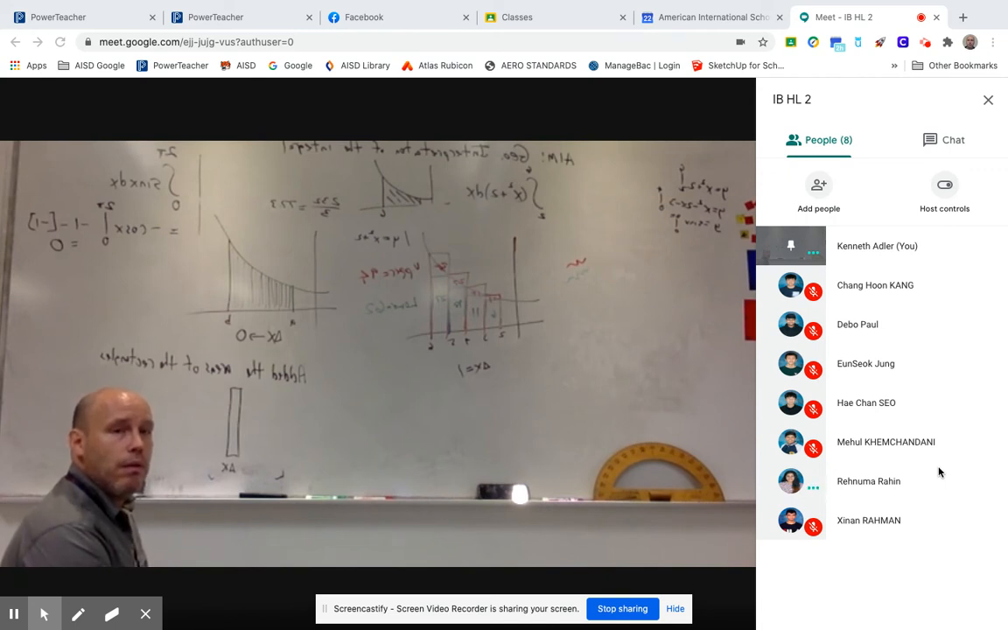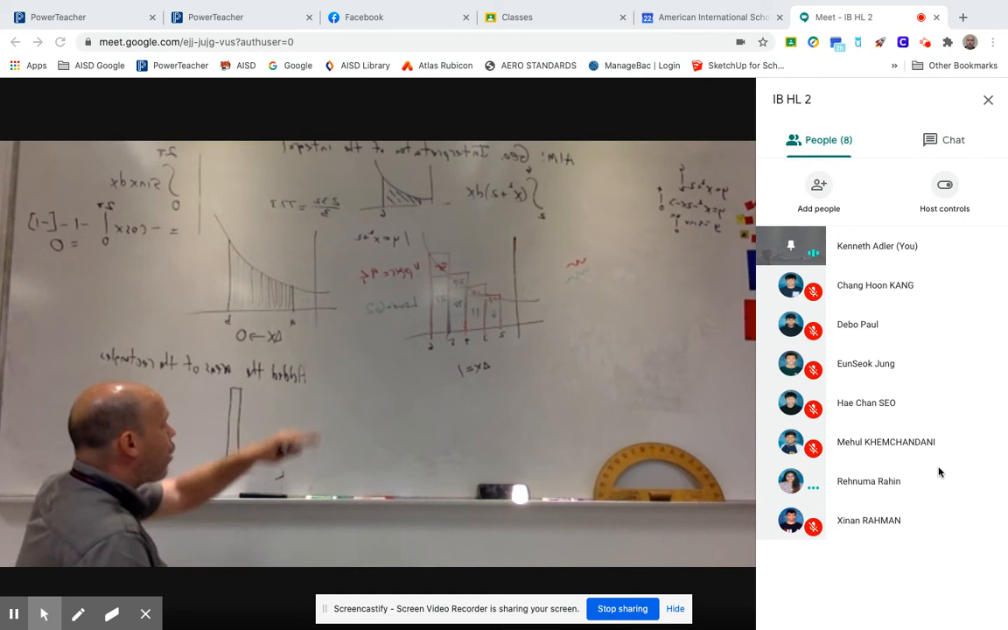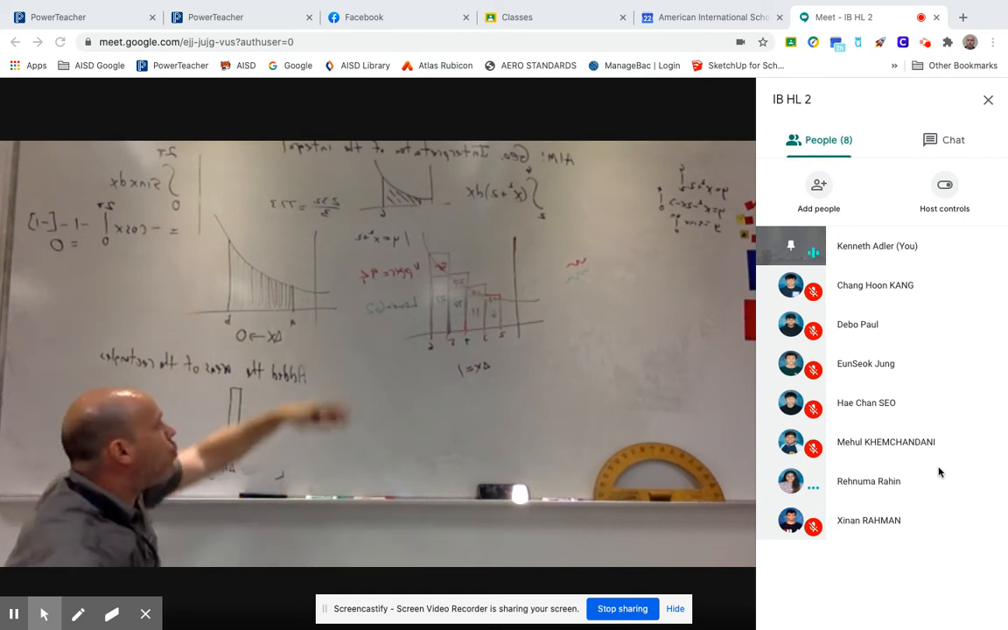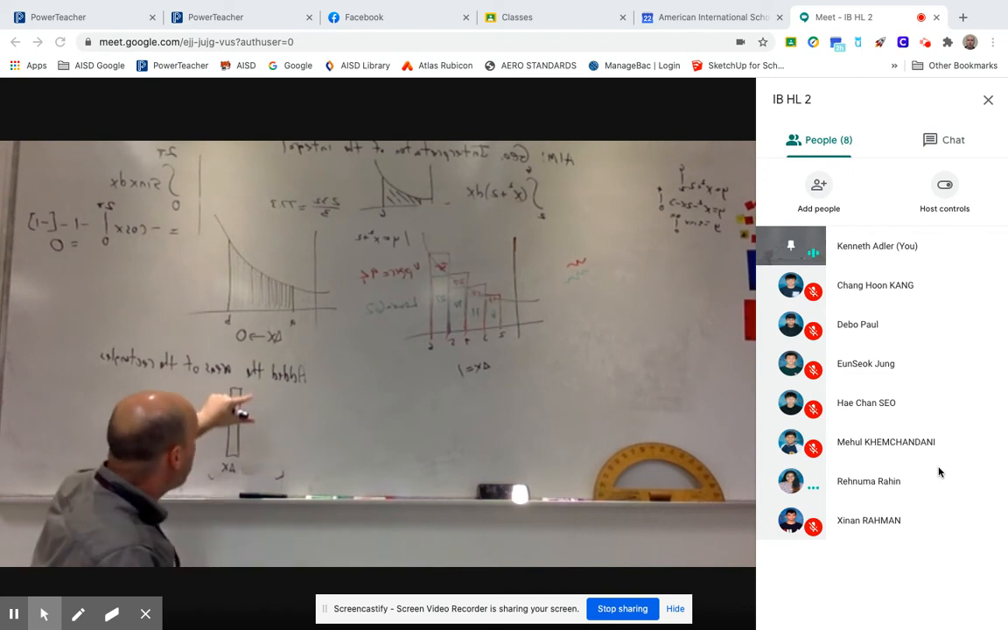x squared plus 3. No. How did we find, in general though, the height? How did you get that? What was the height? What did it depend on?